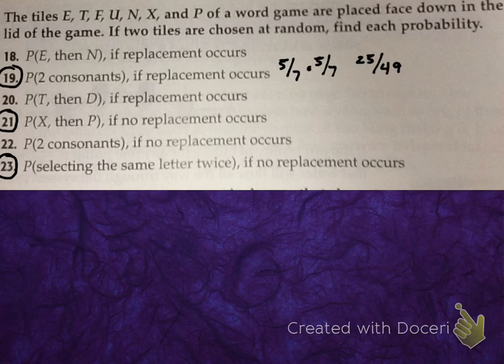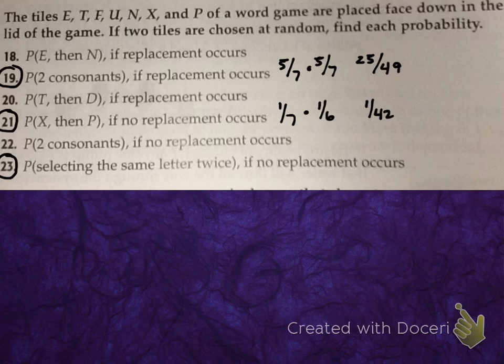21, the probability of x then p if no replacement occurs would be 1/7 times 1/6, which would be 1 over 42, which would be right around 2% probably. I don't think it reaches 3% level yet.